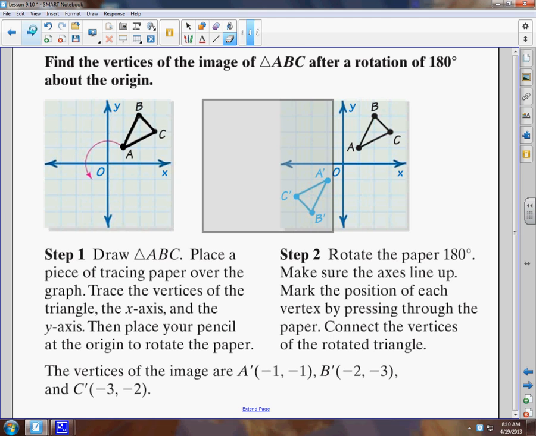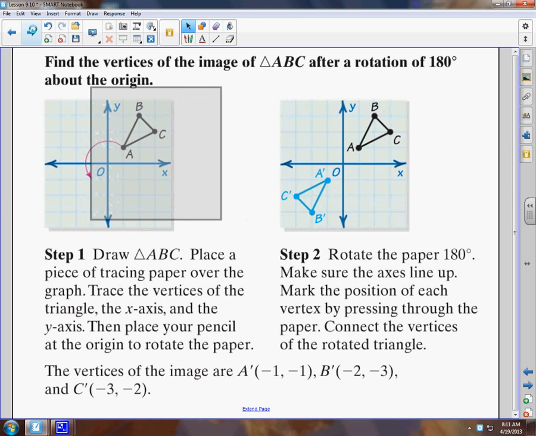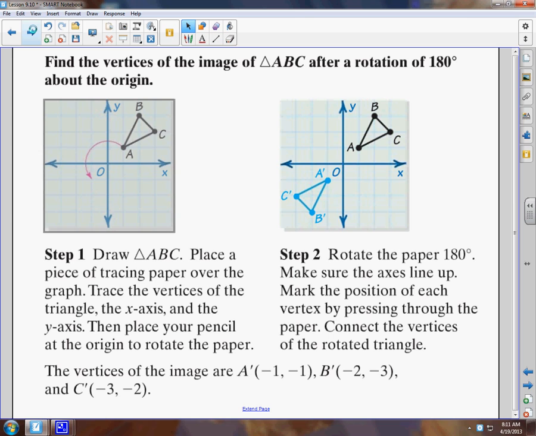Now what they want you to do is to take another piece of paper and lay it over the top, like tracing paper they call it. And it says trace the vertices of the triangle and the X and Y axis. So you're going to trace this over the top. So it's a second piece of paper. I'm tracing over the top of what I already have on my paper. So this is A, B, and C, and you want to label your points. Now it says place your pencil at the origin to rotate the paper. So you put your pencil at 0, 0, and then you rotate the paper.